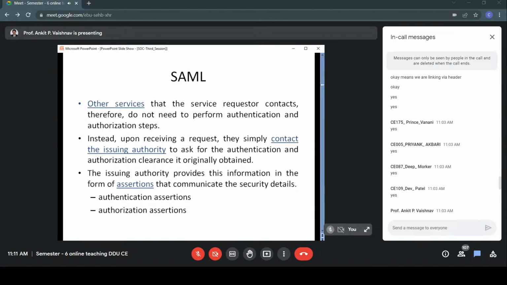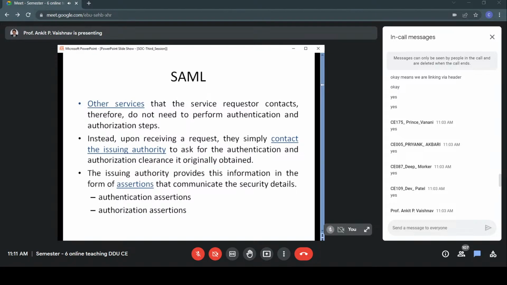Will the notification service ask for authentication and authorization once again to the invoice service? No, right? Instead, where will the notification service contact? It will contact the issuing authority. And what is the issuing authority over here? Need to contact the issuing authority? Yes, that's correct. What is the use of context?